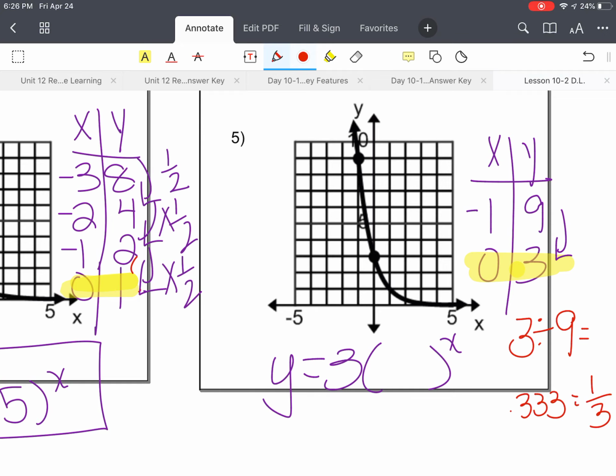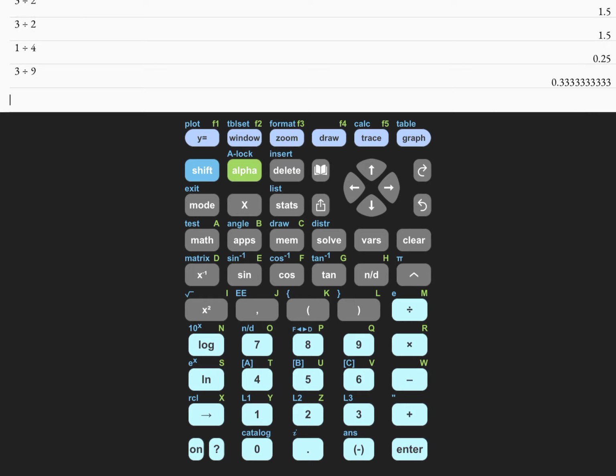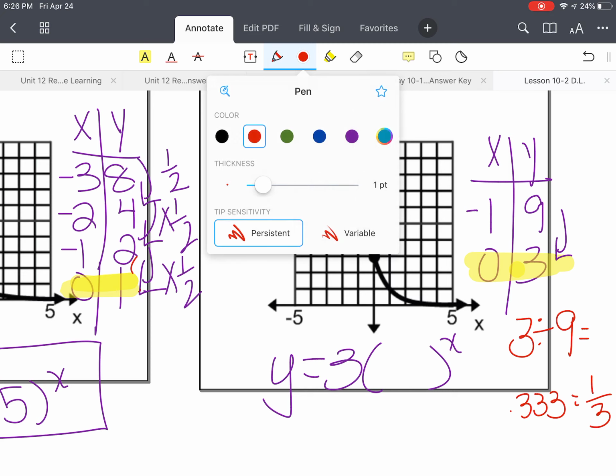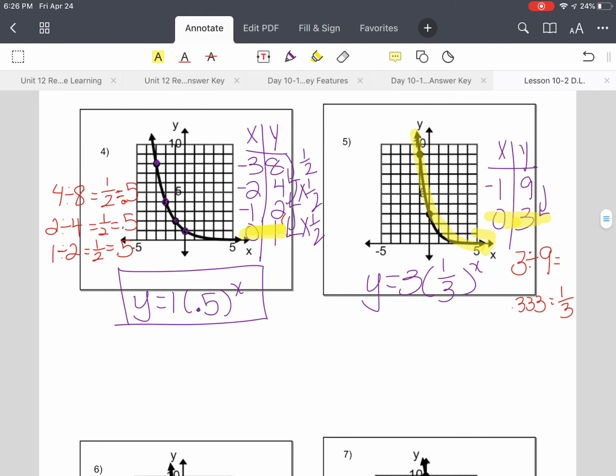I can't show you because my calculator is not exactly yours. So I can do 3 divided by 9, but then I can't show you. At this point, you would hit math, enter, enter. And it tells you it's 1/3. Okay. 1/3 makes sense because this graph is going down, which means it's a decay. 1/3 is a decay because it's less than 1. Okay, a couple more to do.